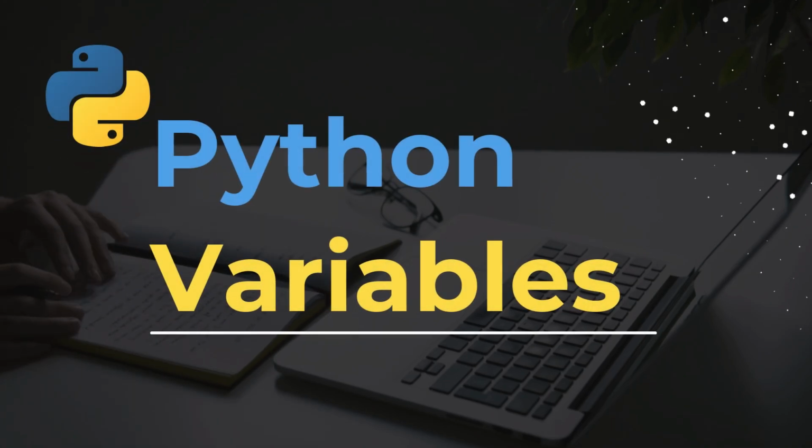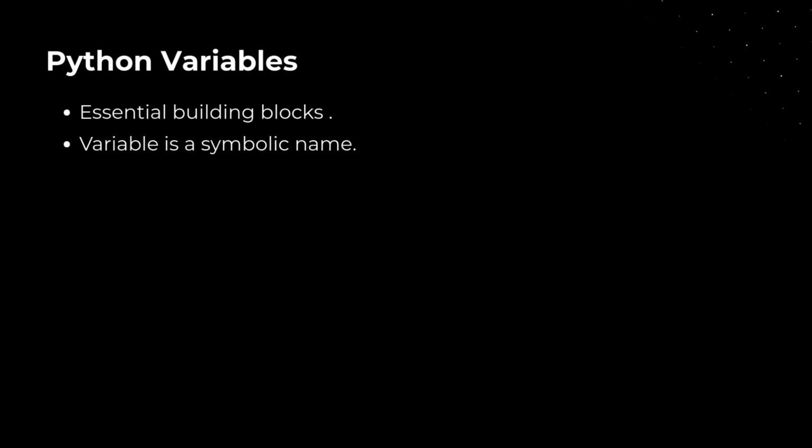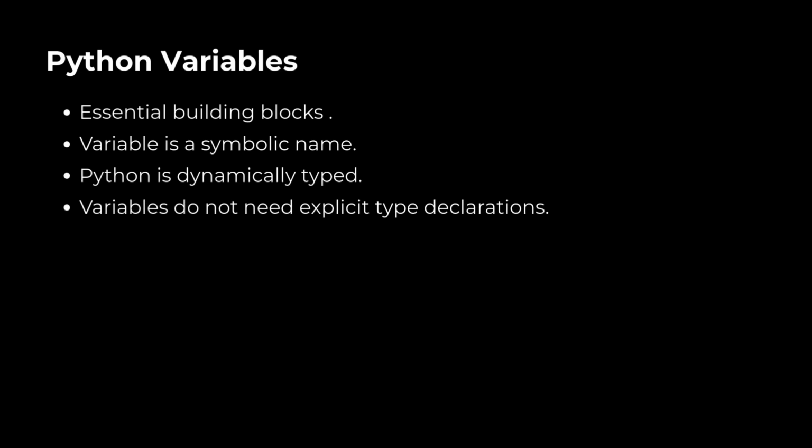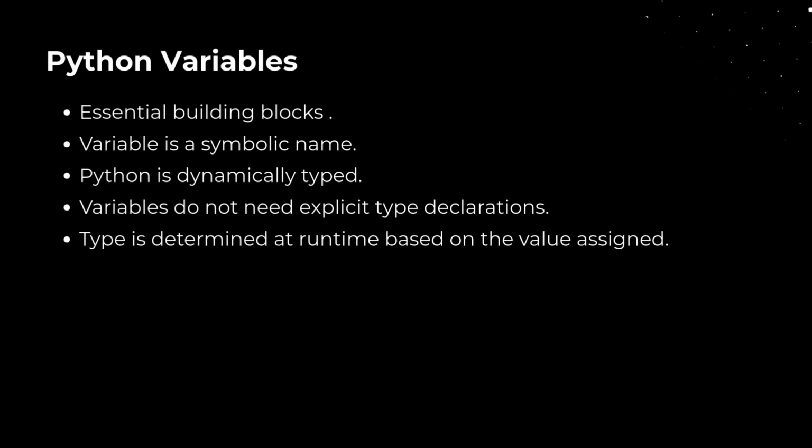In this video, we will learn one of the most important topics in Python, that is variables. In Python, variables serve as the essential building blocks for storing, managing and manipulating data effectively. A variable is essentially a symbolic name linked to a memory location that holds a value. Unlike statically typed languages like C or Java, Python is dynamically typed, so variables do not need explicit type declarations. Their type is determined at runtime based on the value assigned.